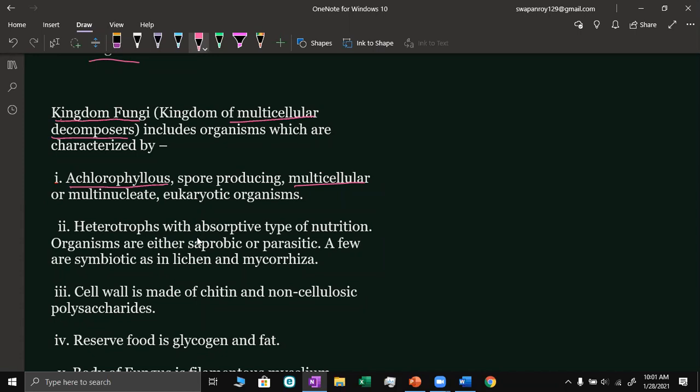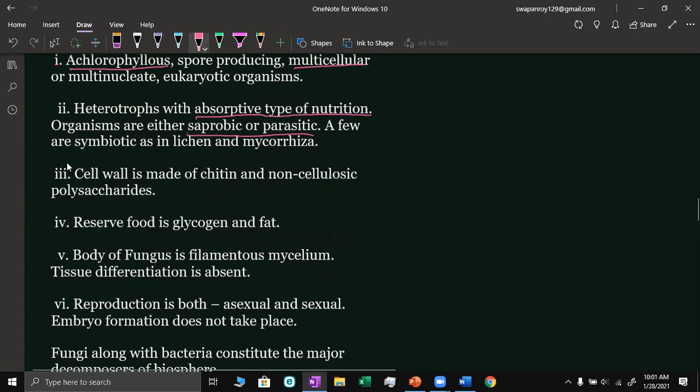Their nutrition is absorptive type nutrition. They absorb. Heterotrophs means either saprophyte or parasite. Some are symbiotic, like lichen. The difference here is that the cell wall is made of chitin, a non-cellulosic polysaccharide. This is also a carbohydrate, but it is non-cellulosic. In the case of plants, the cell wall is made of cellulose.